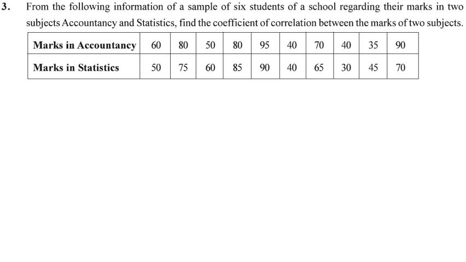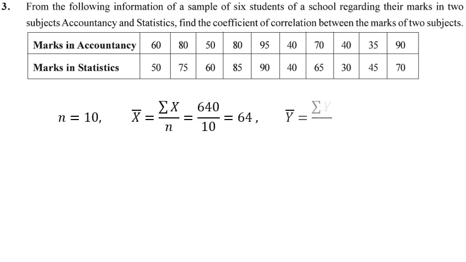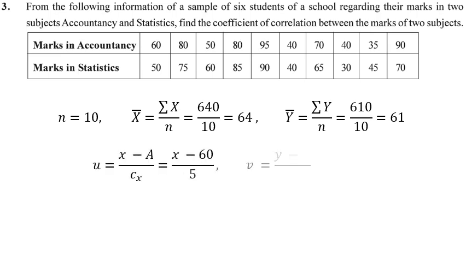We will start by getting the mean of marks in accountancy and mean of marks in statistics. In accountancy it is 64, in statistics it is 61. What can we do here? My dear friends, as you can see, we can use x bar y bar method because the values are integers. But if you look at the values, there is a huge variation. For example, the marks vary from 95 to 30.